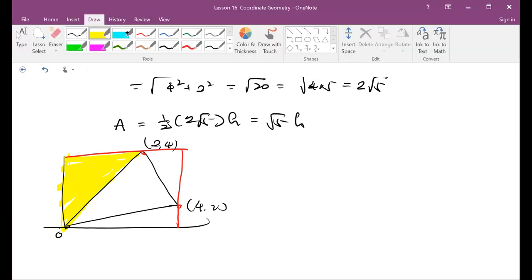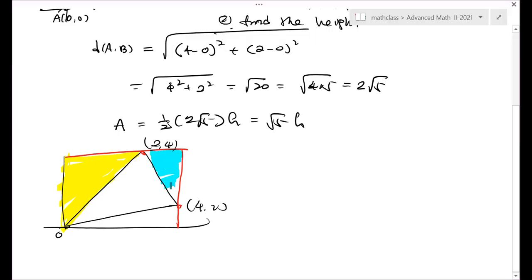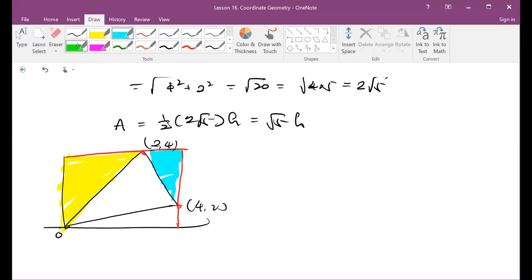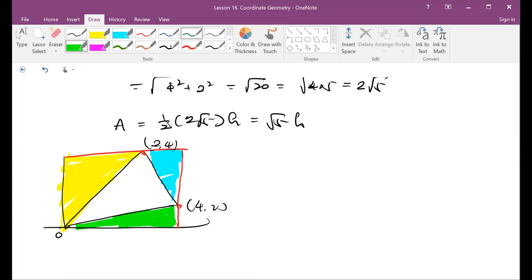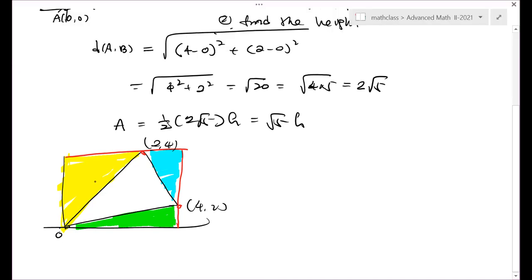And the area of this triangle, because those are right triangles. Then use a subtraction method to find the area of the triangle we want. Okay, so let's find out the size of each side. So the height is a 4.